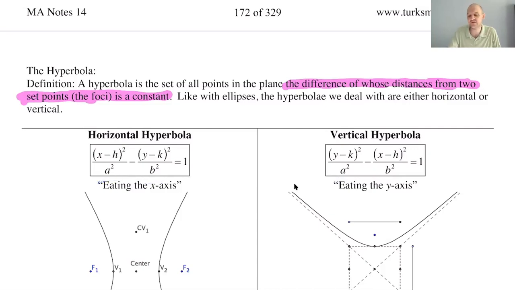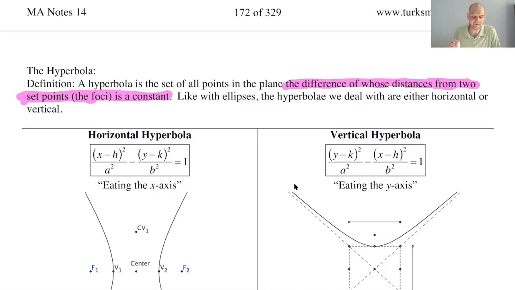There's no specific relationship between the sizes of A and B. A could be smaller than B, A could equal B. Then you get a visually pleasing hyperbola. And A can be bigger than B. It doesn't make a difference. Well, it makes a difference in the graph, but there's no fixed relationship.